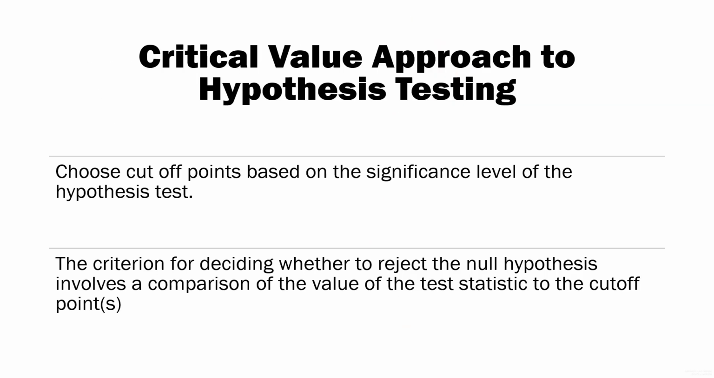First, we'll start with the critical value approach to hypothesis testing. With the critical value approach, we choose cutoff points based on the significance level of the hypothesis test. The criterion for deciding whether to reject the null hypothesis involves a comparison of the value of a test statistic, something you calculated, to cutoff points. And I'm going to show you how you can get those cutoff points.